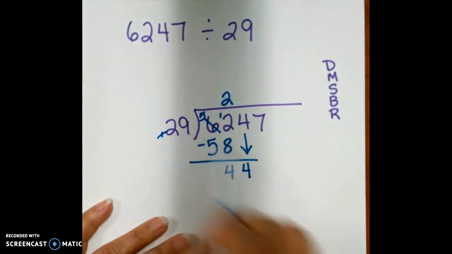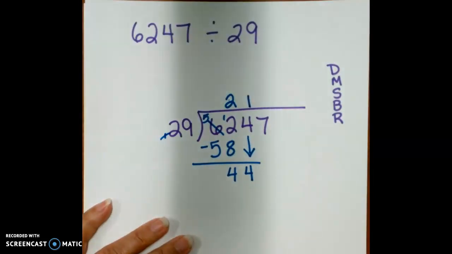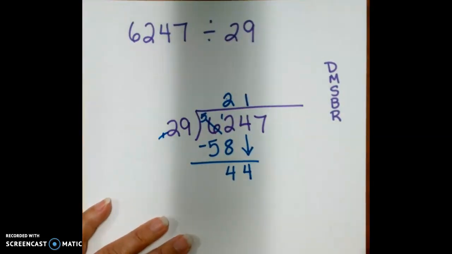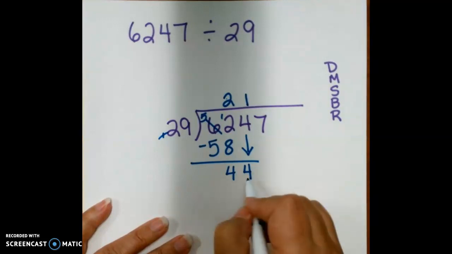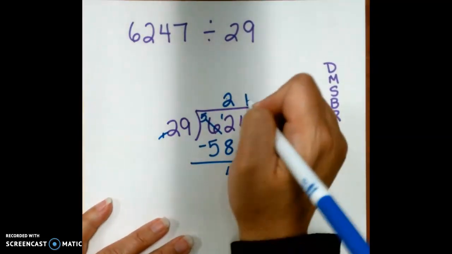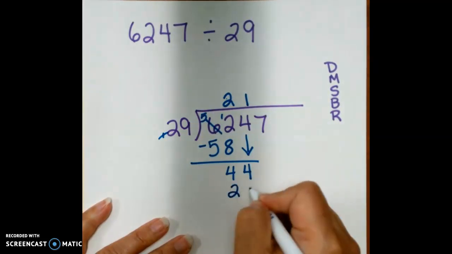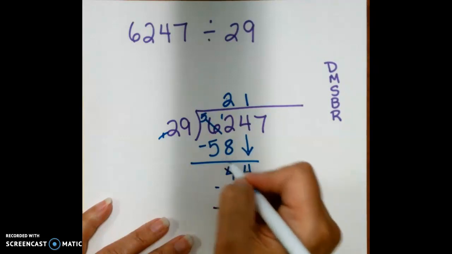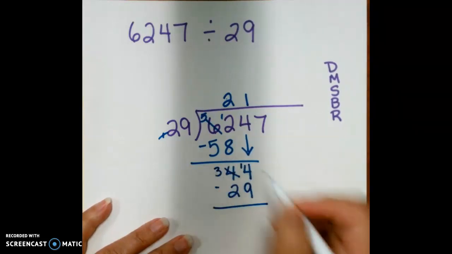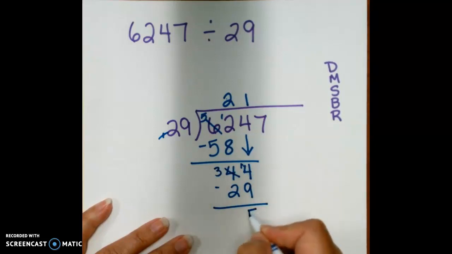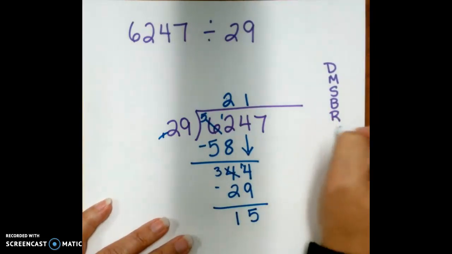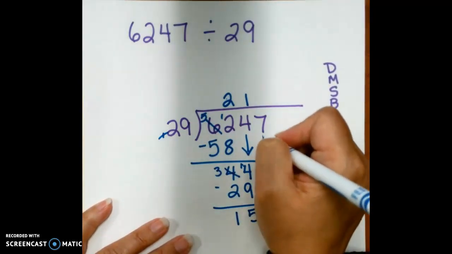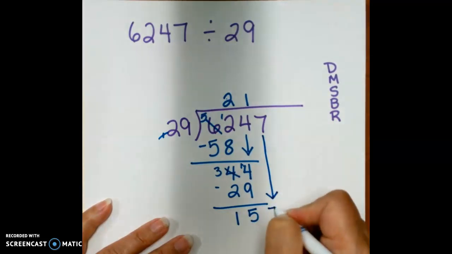Now, how many groups of 29 can I make out of 44? I can only make one group, and that is 44 tens. That's 440. So we're going to put the 1 in the tens place. 1 times 29 is 29. Now, I've got to subtract, and when I do that, 14 minus 9 is 5, 3 minus 2 is 1. So I've gone through all my steps, but I still have a digit in my ones place, so I've got to bring it down here.